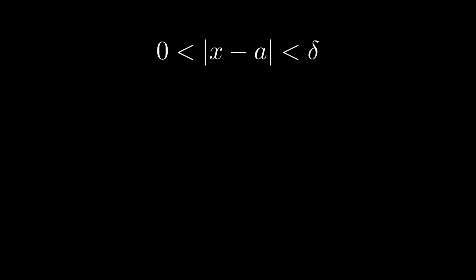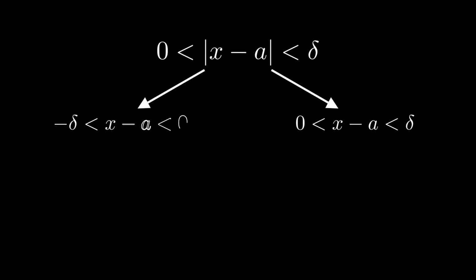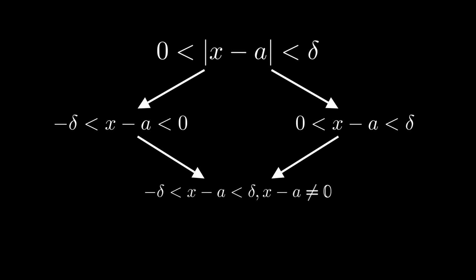First, let's deal with 0 is less than the absolute value of x minus a is less than delta. We want to remove the absolute value. If the absolute value of something is between 0 and delta, that means that it is either actually between 0 and delta, or it's a negative number, and it's between 0 and negative delta. So we can say that x minus a is within these two intervals. Notice that these two intervals are almost intersecting, meaning that x minus a can be any value from negative delta to delta, except for 0.